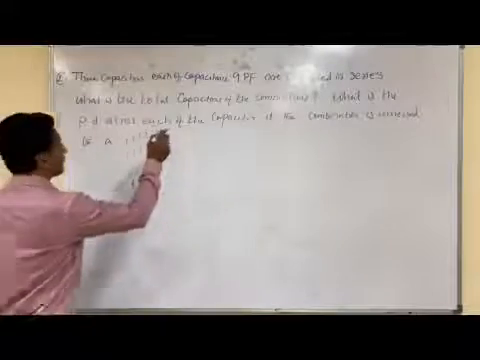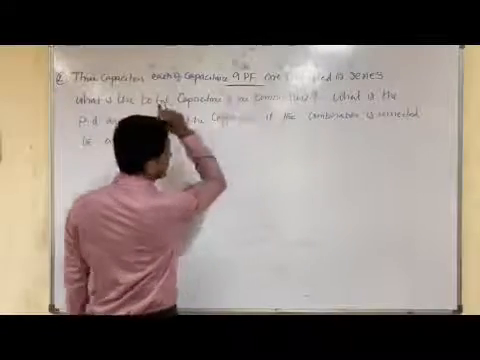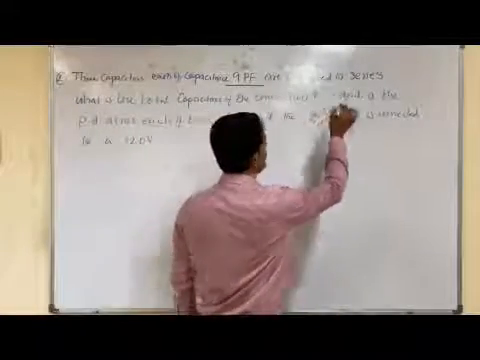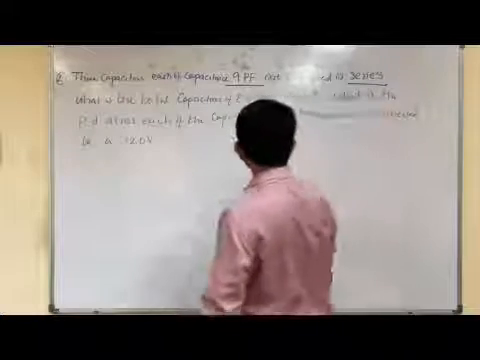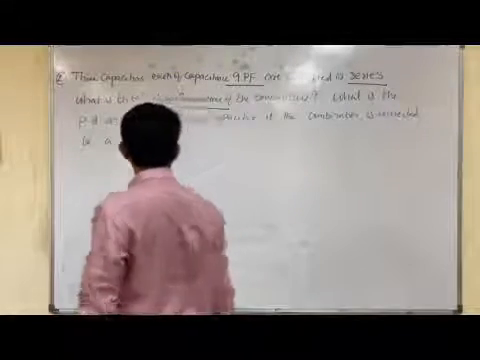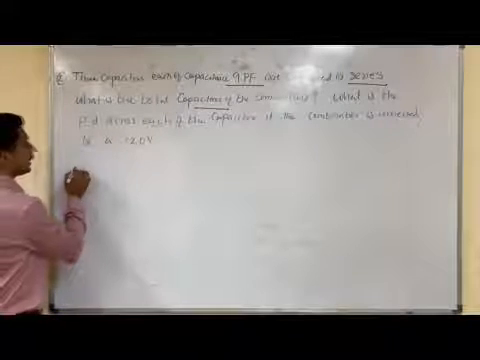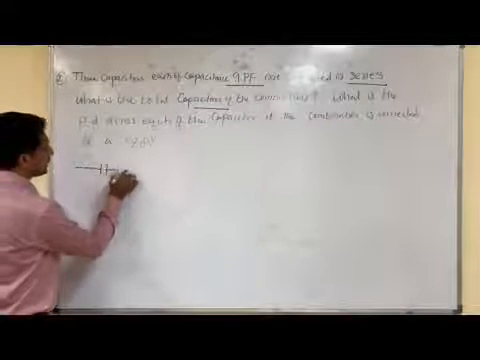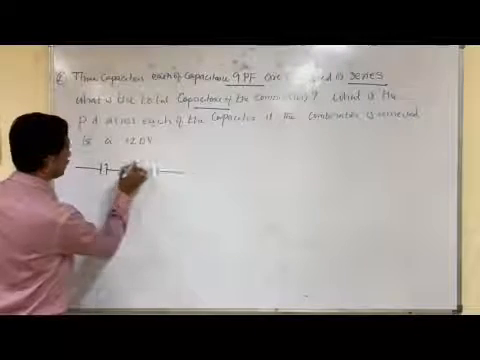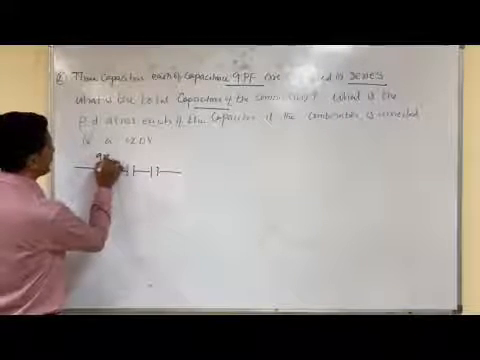Here, three capacitors, each of capacitance 9 picofarad, are connected in series. What is the total capacitance of the combination? That is what we are going to calculate first. So this is our diagram. There are three capacitors, each of capacitance 9 picofarad.